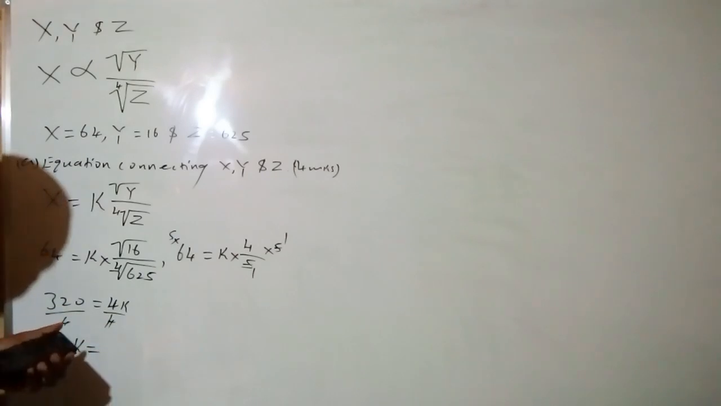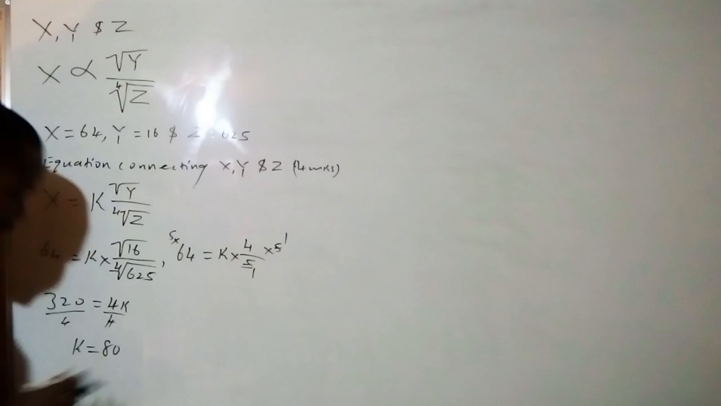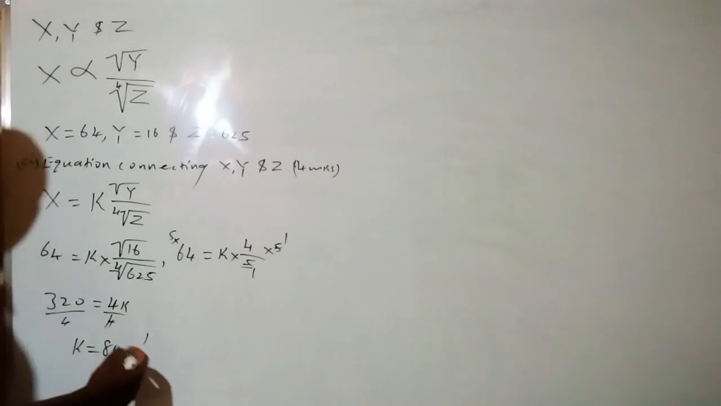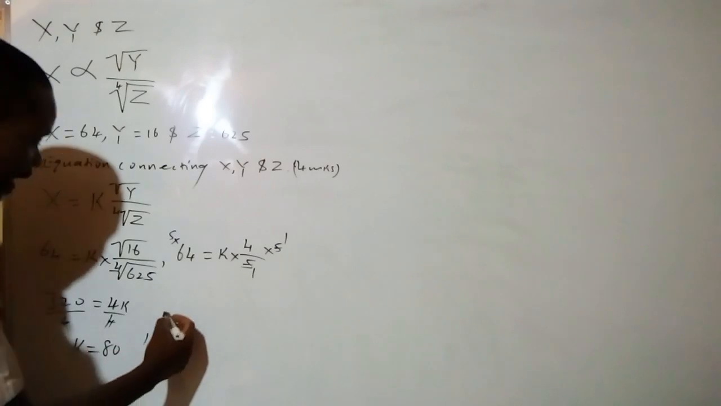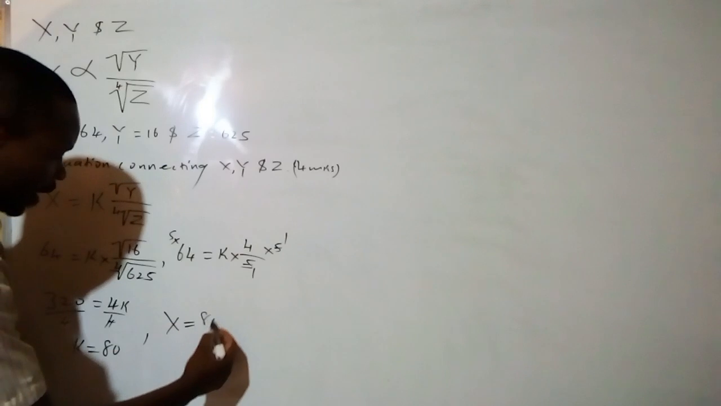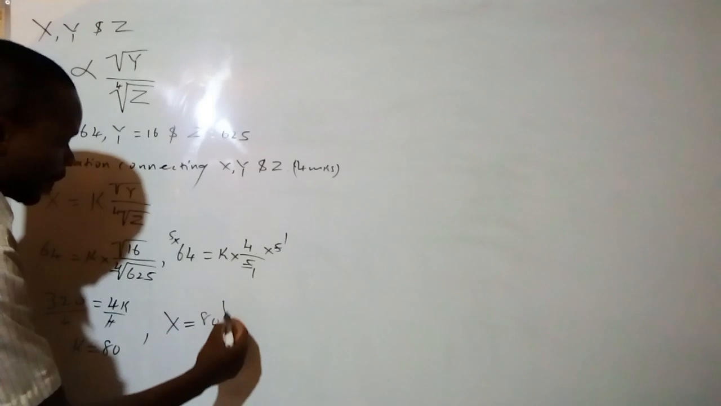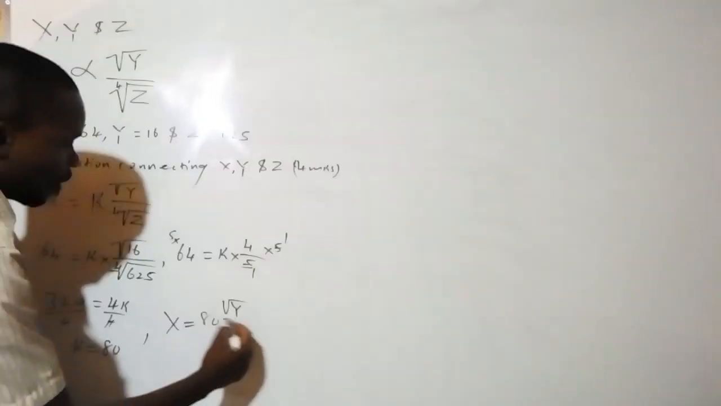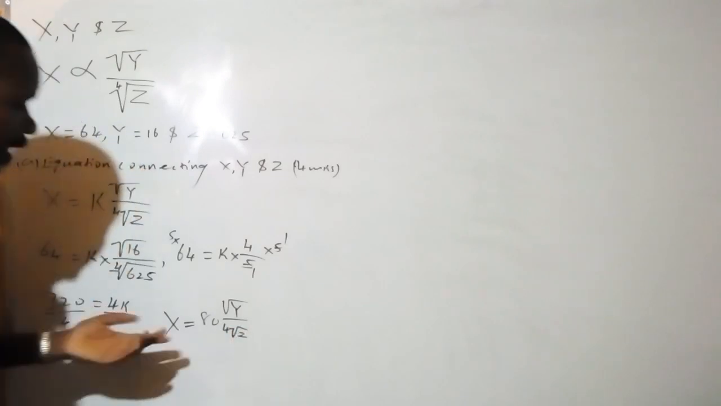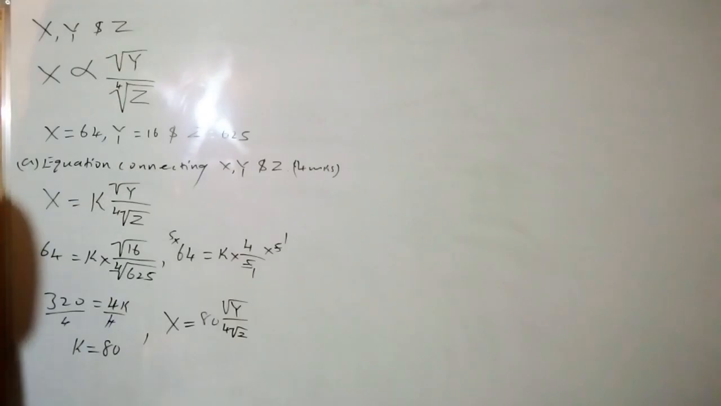It's 80. And the correct answer is supposed to be x is equal to, k is what? K is 80 root y all over the 4th root of z. That is the correct answer. Those are 4 marks.